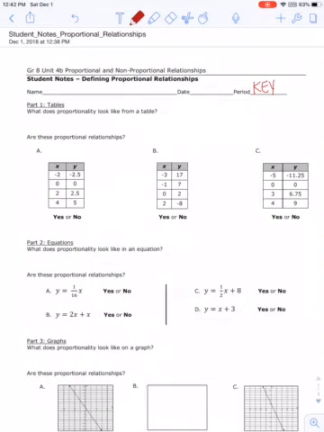And the answer to that is that cross products are equal all the way down. So cross products, all of them are equal. That's the first test. And the second one would be that y over x is always the same number.